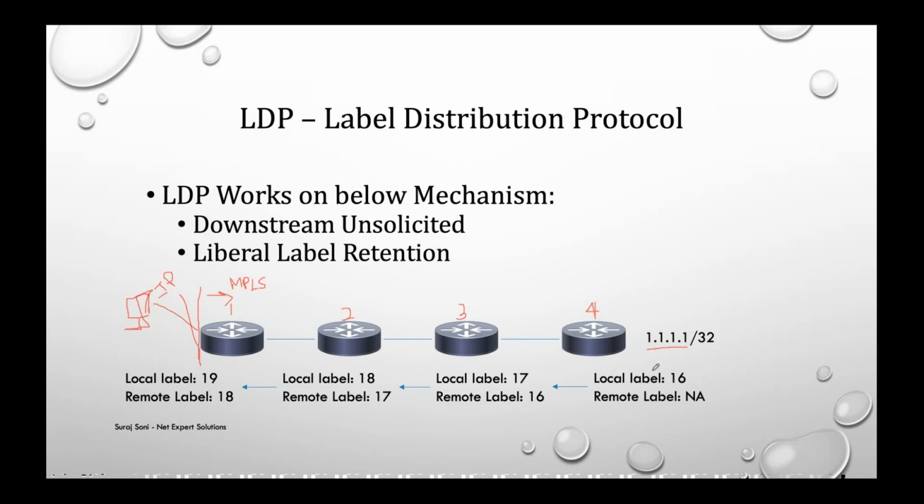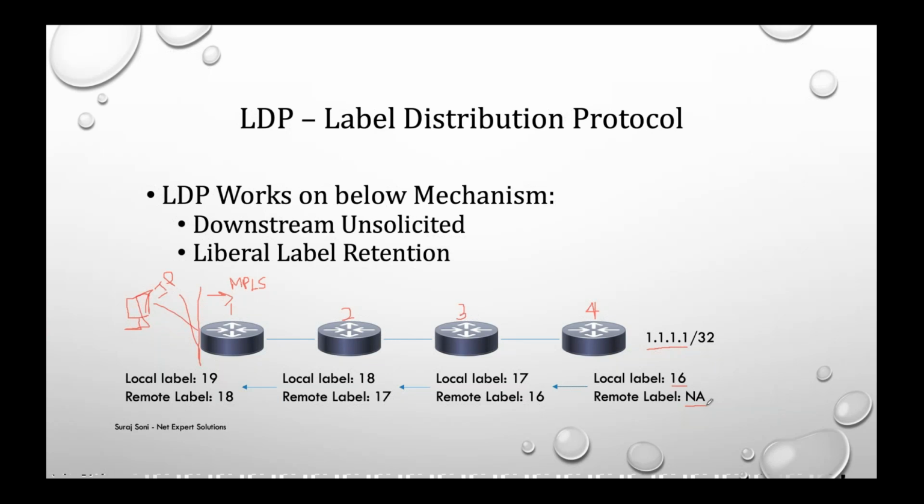There are two types of label: local label and remote label. R4 will assign its local label, which is 16. Don't worry about this 16, 17 range; I'll show you on later slides where this range comes from. 16 is the local label which R4 has assigned to 1.1.1.1, and the remote label is none, because it is directly attached to me.